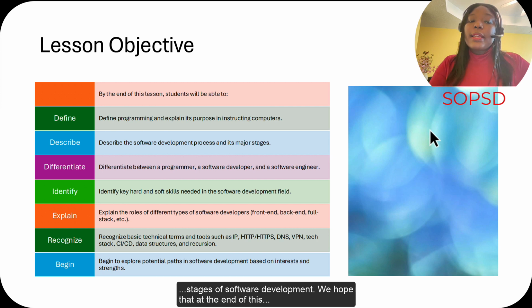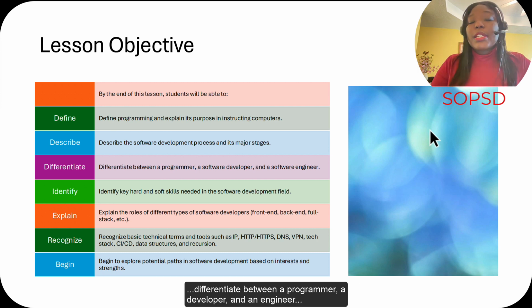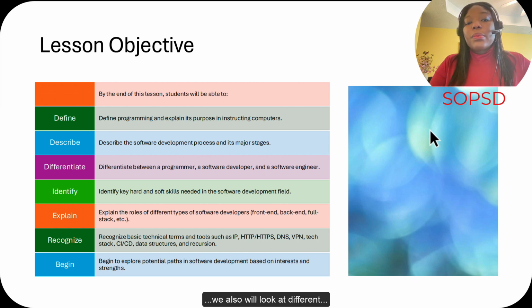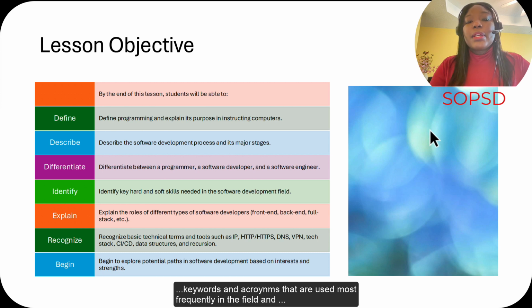We hope that at the end of this lesson also you'll be able to identify the different skills that are needed to delve into the software development field and be able to differentiate between a programmer, a developer, and an engineer. We also will look at different keywords and acronyms that are used most frequently in the field and help you to understand what they mean. And at the end of this week, you should be able to begin exploration of the different parts in software development based on your interest and your strength.